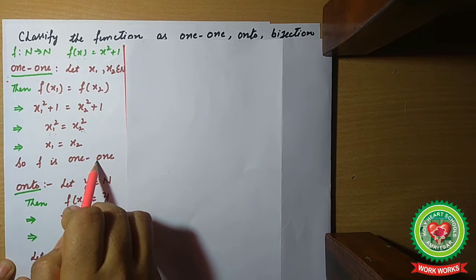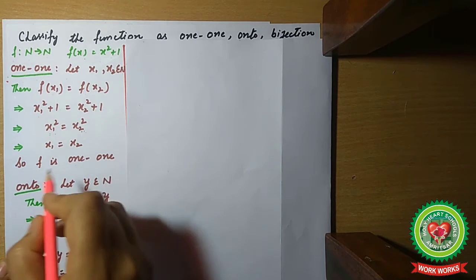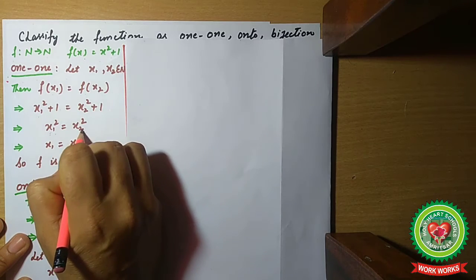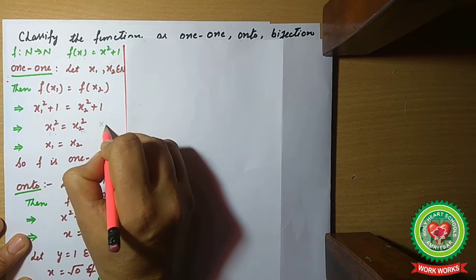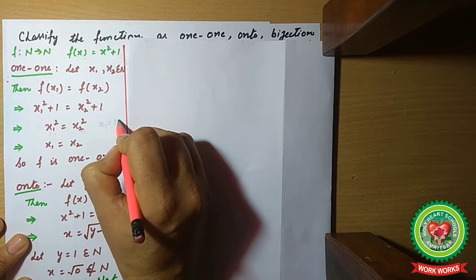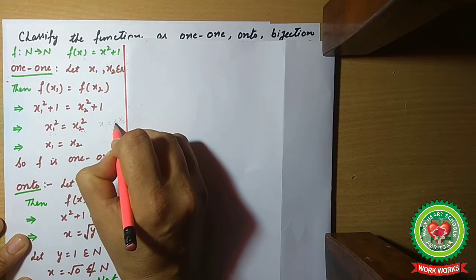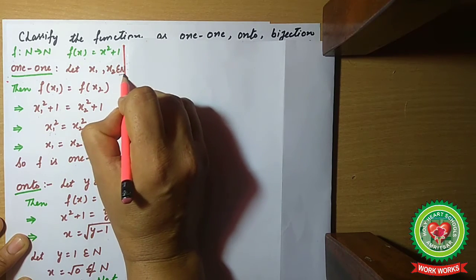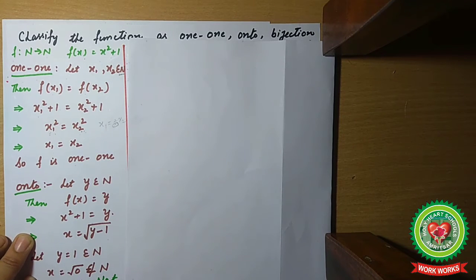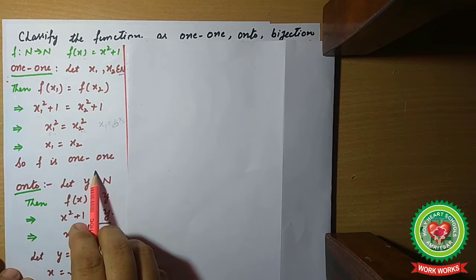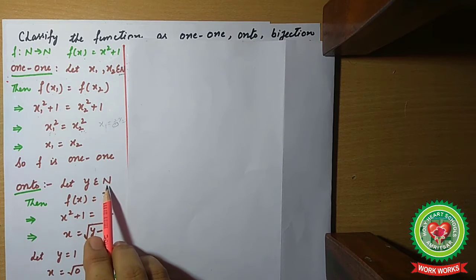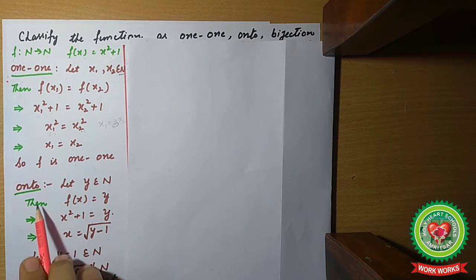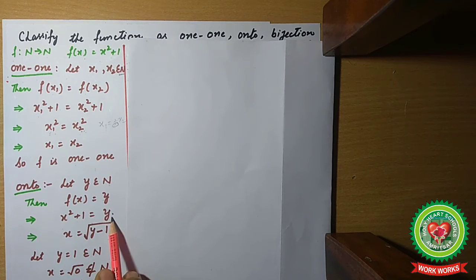So f is a one-one function here, because if x1 square is equal to x2 square, then x1 is equal to plus or minus x2, but we will not take the negative sign in the case of natural numbers. So f is one-one here. Let y belong to N. For onto, f(x) is equal to y, so x square plus 1 is equal to y. x is equal to under root y minus 1.